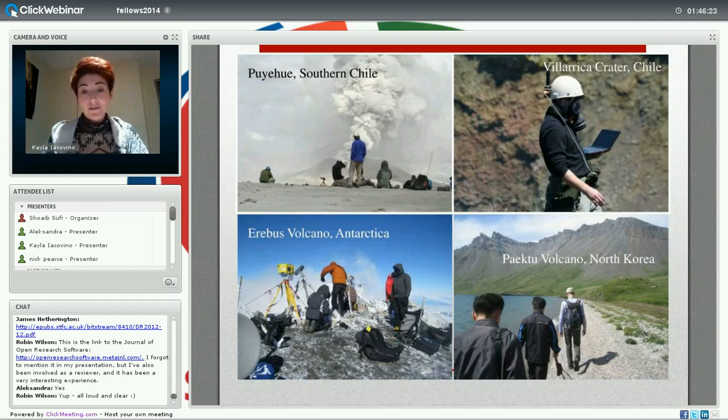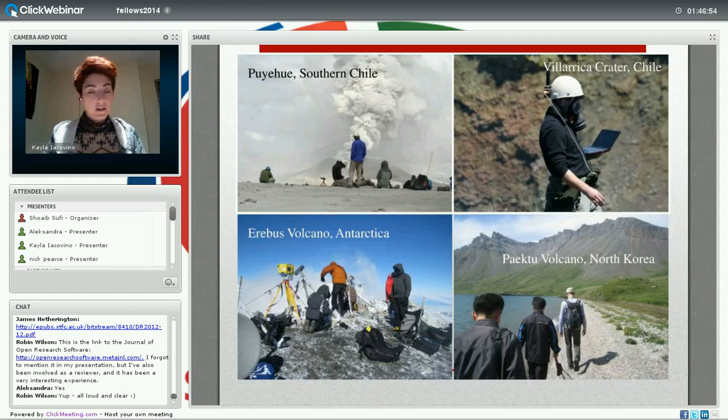My group in particular works in some pretty strange places in the world, including four shown here: two in Chile, a volcano in Antarctica, and most recently a volcano in North Korea. We're bringing all of this research and software with us to understand volcanoes, particularly studying their degassing. We use instruments to measure the gases coming out of these volcanoes, and also analysis back in the lab to get the chemical compositions of the volcanic products, like the volcanic rocks that are erupted.